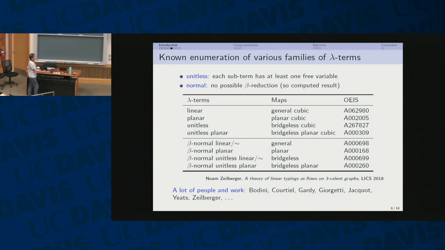Okay, and here is a big table of a lot of known results on the enumeration of lambda terms, and it is the accumulation of work of quite some people. What's very interesting is that each time we know how to count lambda terms, the sequence also counts some families of maps. And of course, history repeats itself.